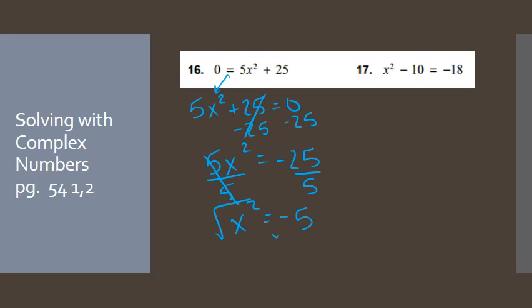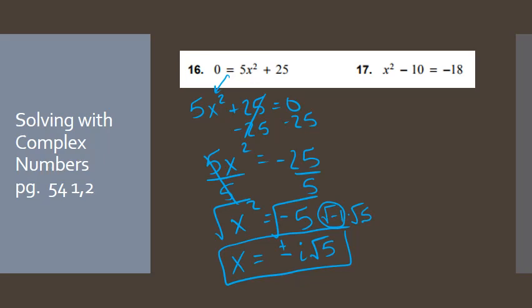Now when I square root both sides here, I'm going to have x equals positive negative. And remember, we have to simplify that. So I'm going to think about it as square root of negative 1 times square root of 5. So this I comes out, and then square root of 5 stays. So my answer looks like that.